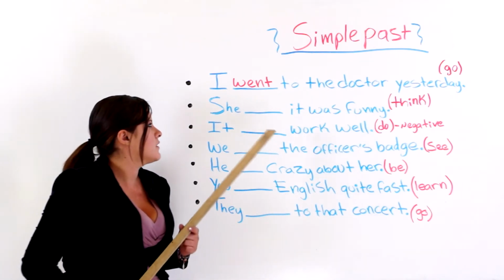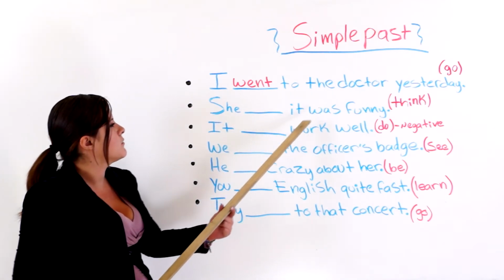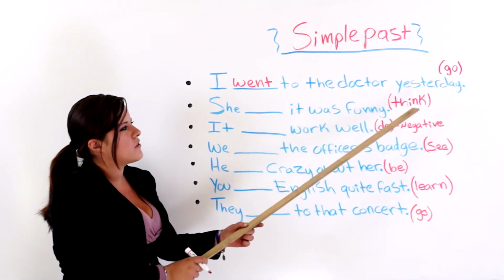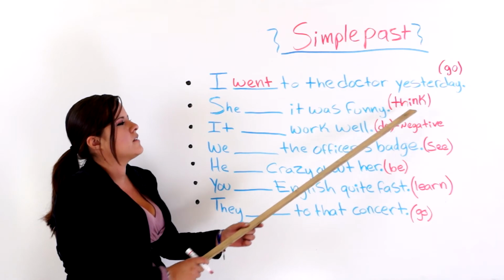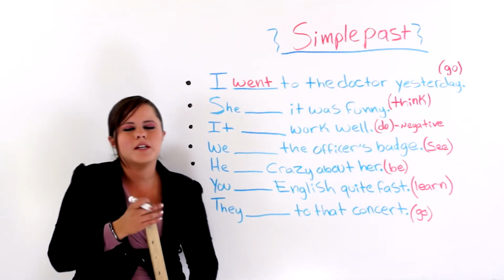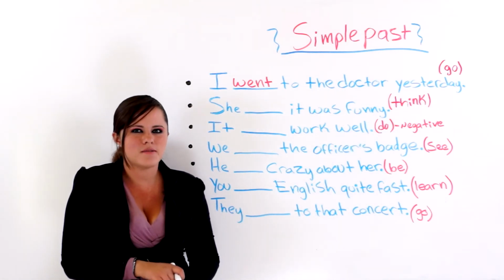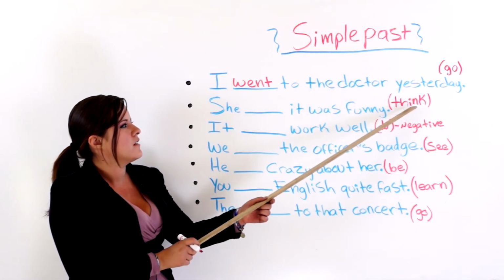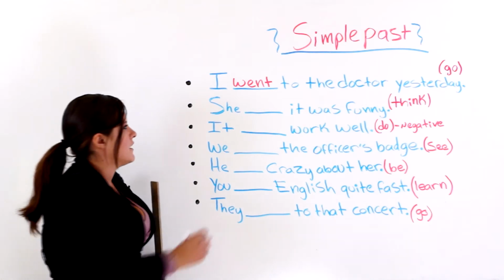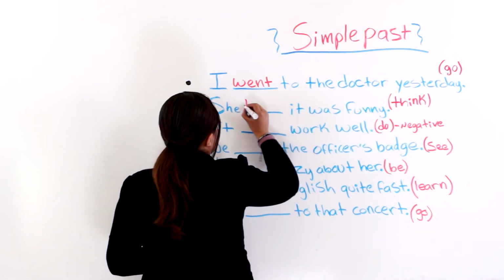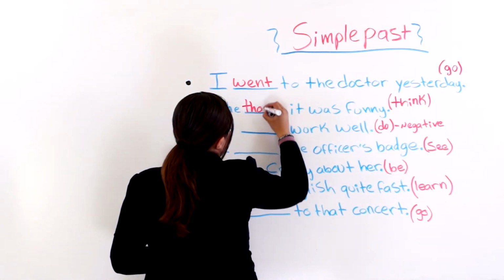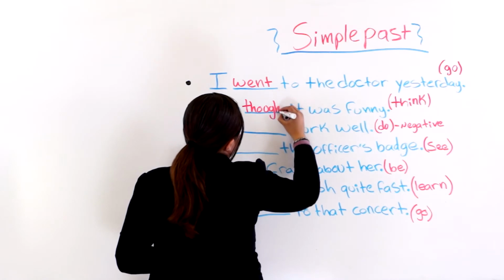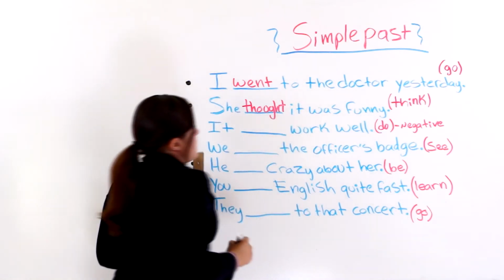Okay? Next one. She blank, it was funny. We're gonna use "think." What do we need to do to that verb? We need to change it into the simple past, right? So what's the past or the simple past of "think"? Thought, right? You can't miss this one because the past and past participle of this verb is the same.